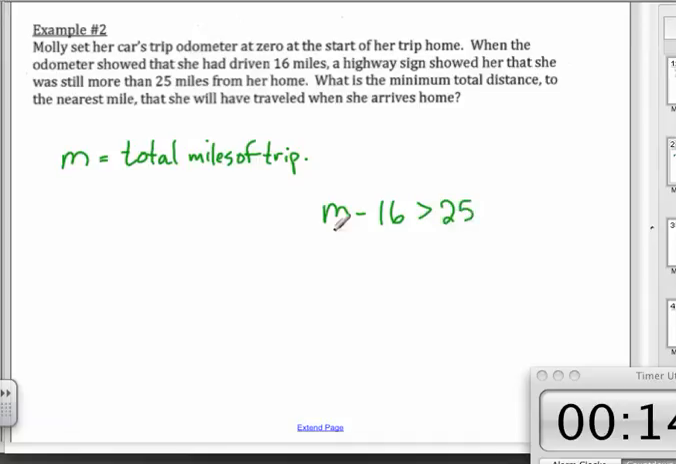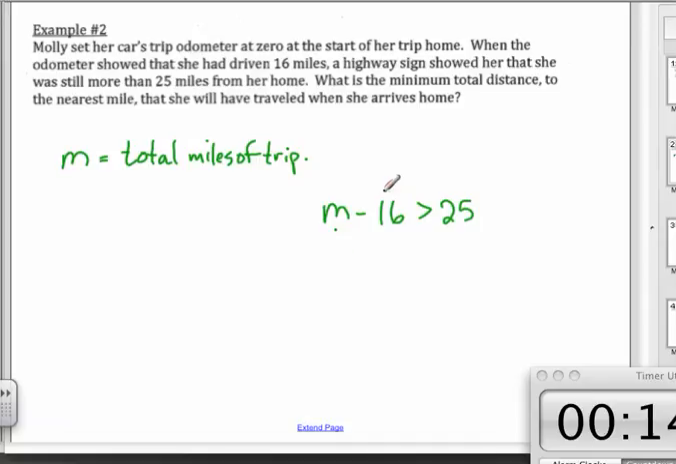Because remember, we took the total distance here, and we subtracted the 16 miles that she'd gone, and that gives us how much is left, and the sign said it had to be greater than 25. Does that make sense? Yeah. Okay, good. Now, Ben has set this completely up for us. Thank you, Ben. Joe, what do I do from here, just so I can answer the question?